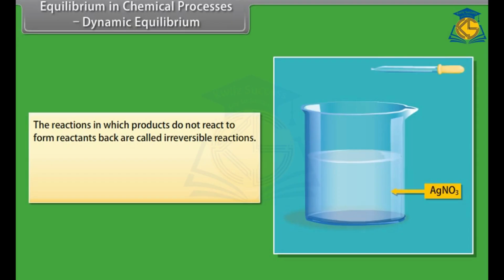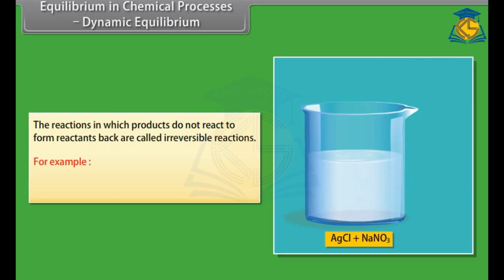Equilibrium in chemical processes. Dynamic equilibrium. The reactions in which products do not react to form reactants back are called irreversible reactions. For example, silver nitrate reacts with sodium chloride, gives rise to silver chloride and sodium nitrate.